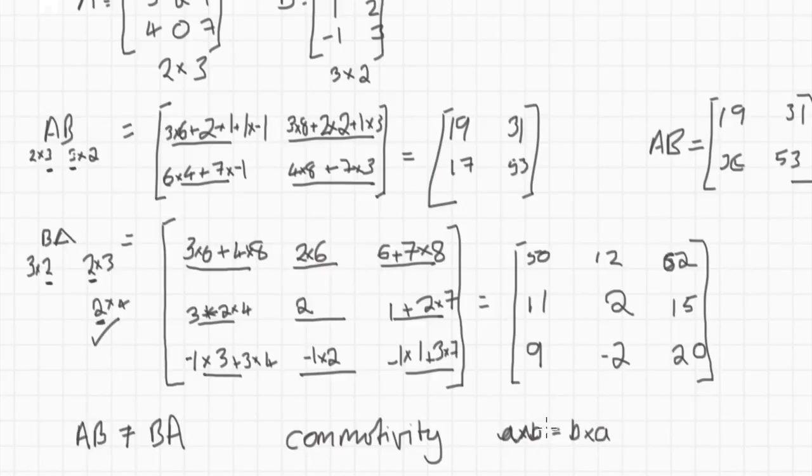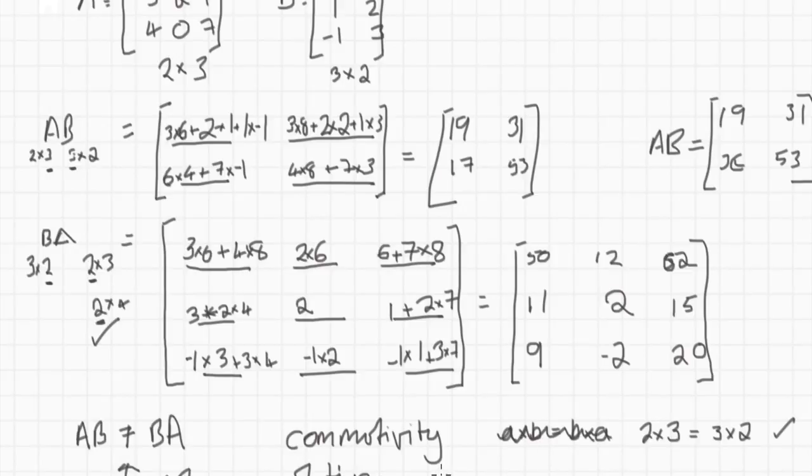Let's not use A and B because that's kind of confusing. Let's just say 2 times 3 equals 3 times 2. So multiplication is normally commutative. Matrix multiplication is not commutative. So we would say the fact that AB does not equal BA means that it's not commutative.